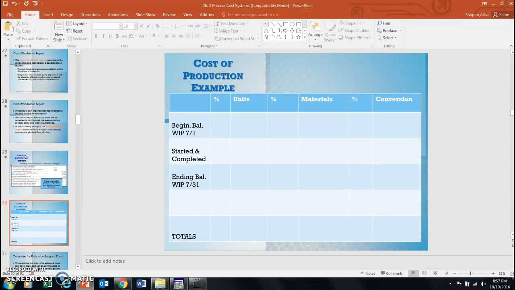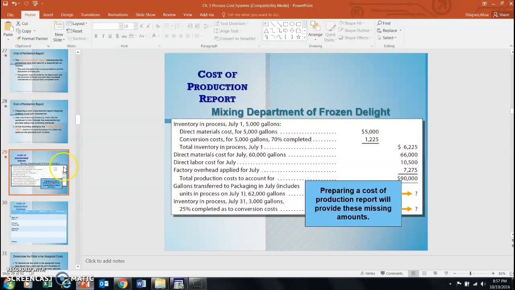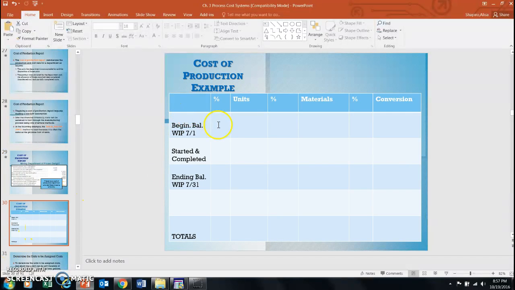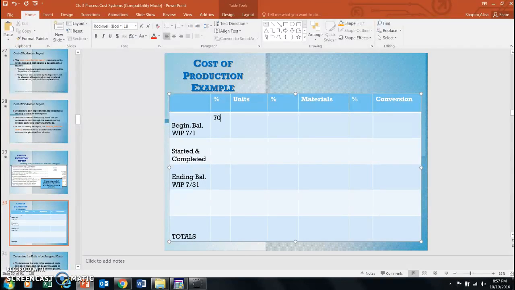So let's fill in some of the information. If you remember on that previous slide, we know beginning balance is 5,000 gallons that are being worked on, and they're 70% complete. So here's a couple of things I want to tell you. I'm going to fill in that 70 here, and we're going to say 5,000 for gallons. All right, that's in total.